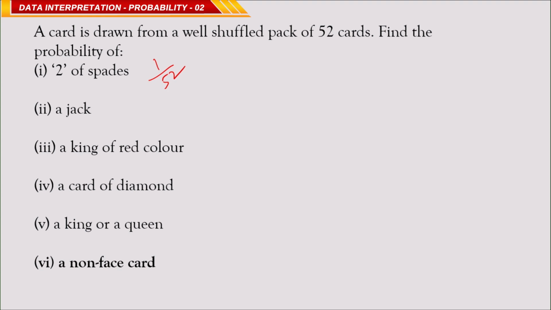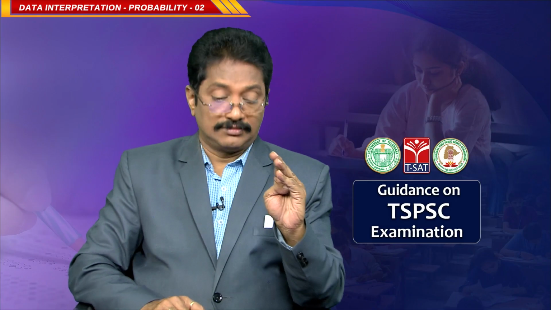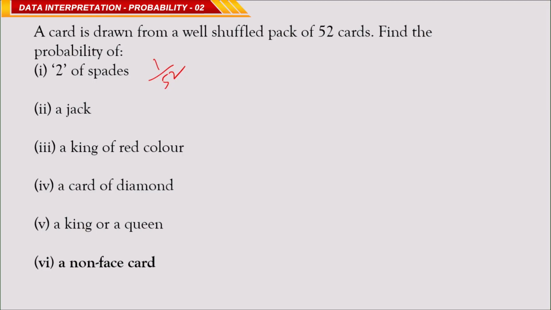Now, coming to the next, jack. How many jacks are there? There are 4 jacks. Spade jack will be there, club jack will be there, diamond jack will be there and heart jack will be there, correct. 4 jacks. So, favorable outcomes is 4, total outcomes is 52, so the answer is 1 by 13.